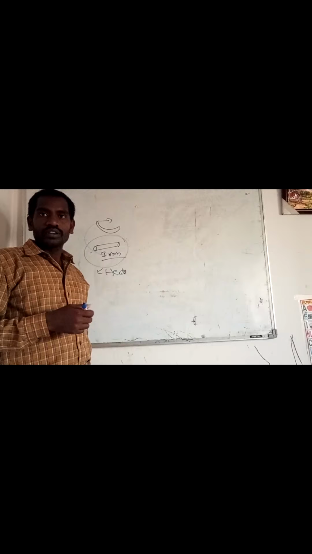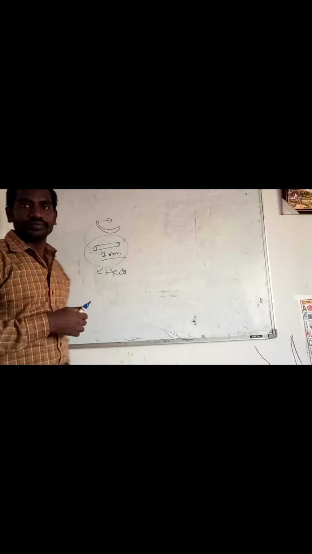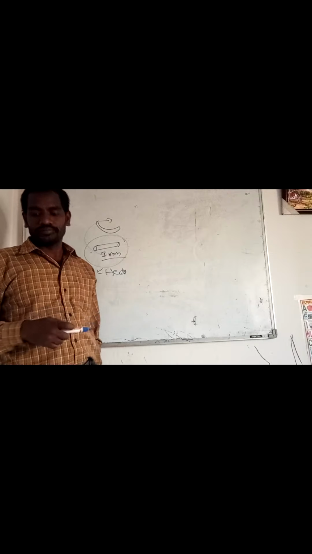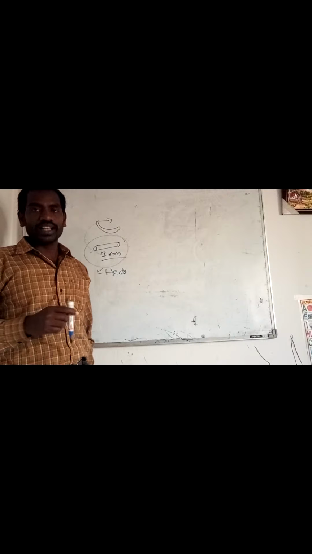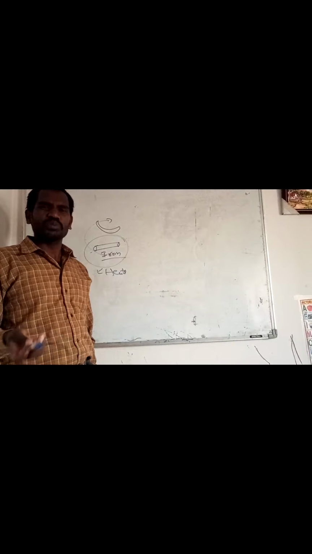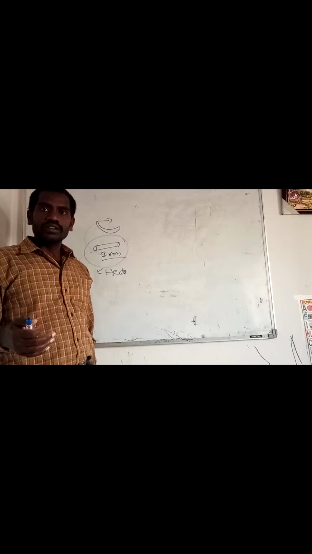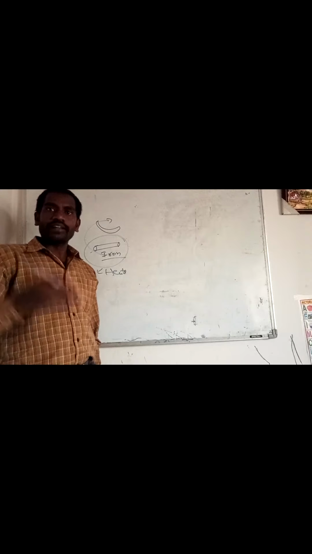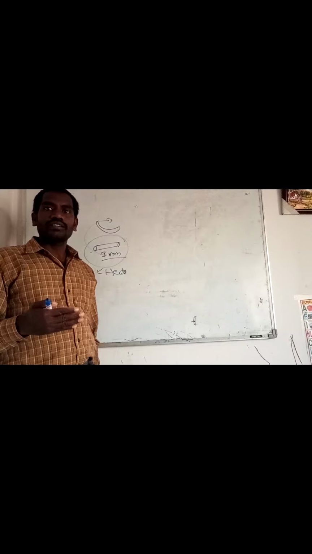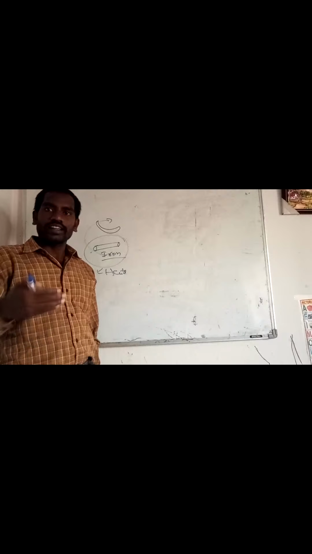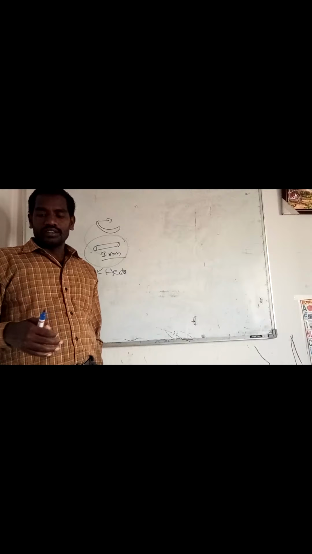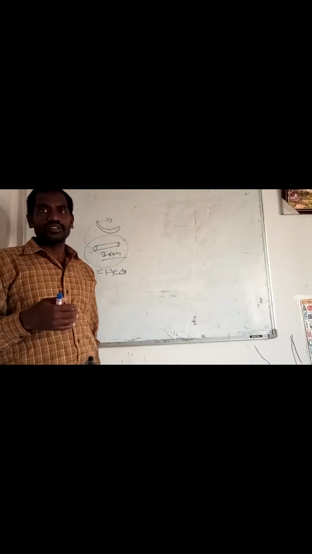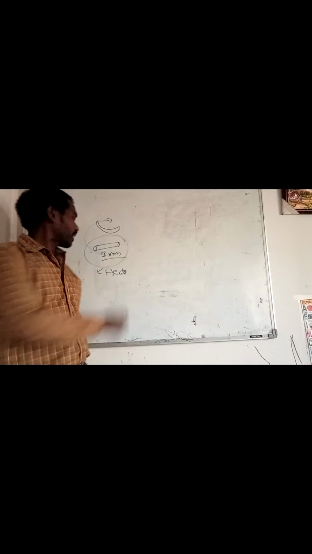Now you can see such things. This is the malleability property. Malleability simply means metals can be beaten and made into sheets. This is called the malleability property.